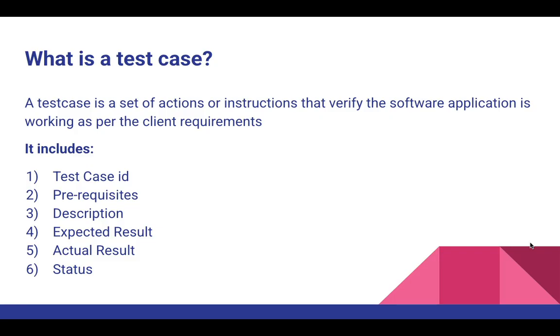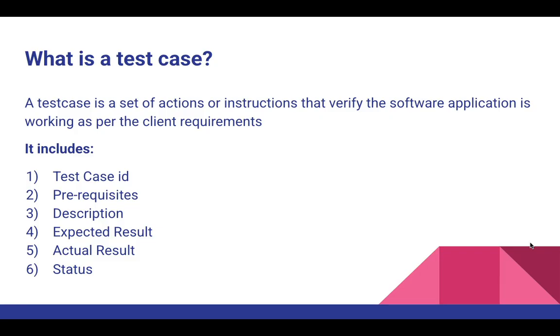Then we have description. Description is what you are testing. Like, verify if the user enters correct email and password. Correct. Then comes the expected result. Expected result is in the client's requirement. So what will be the requirement? If correct email and password is entered, then the user should be able to successfully log in.